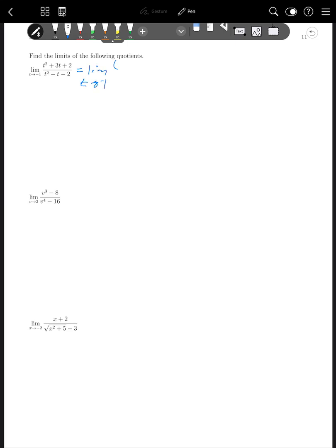So in this case, two numbers that multiply to get 2 and add to get 3 are 2 and 1. So this would be t plus 1 times t plus 2. And we can use the same idea on the bottom. So two numbers that multiply to get negative 2 and add to get negative 1 are positive 1 and negative 2.